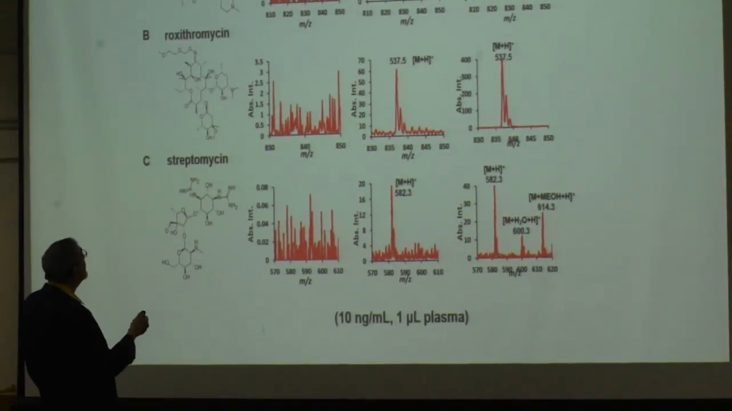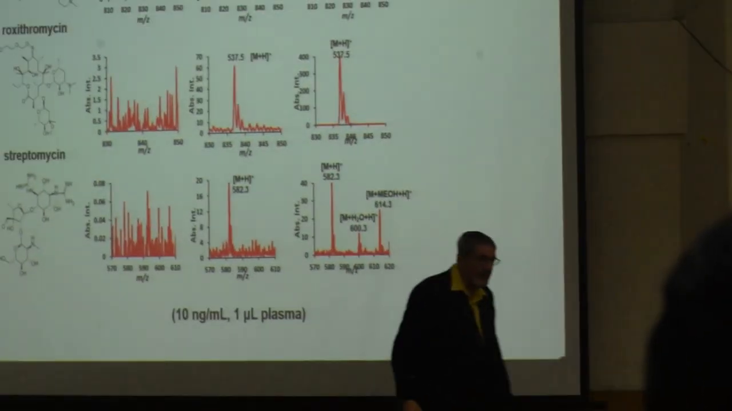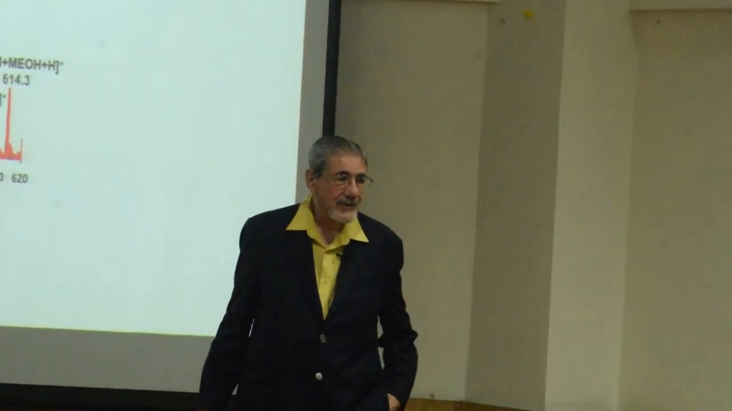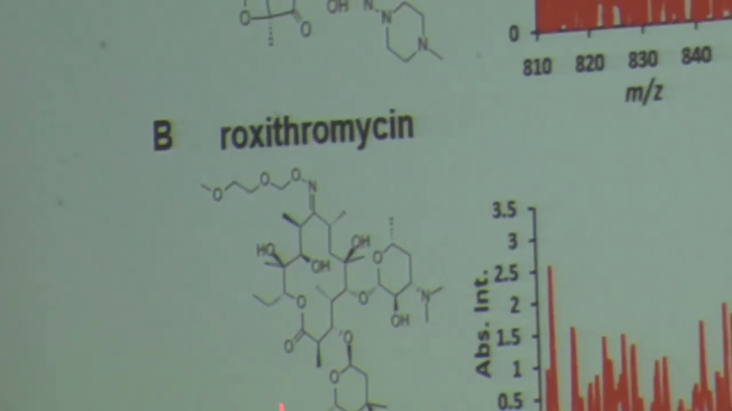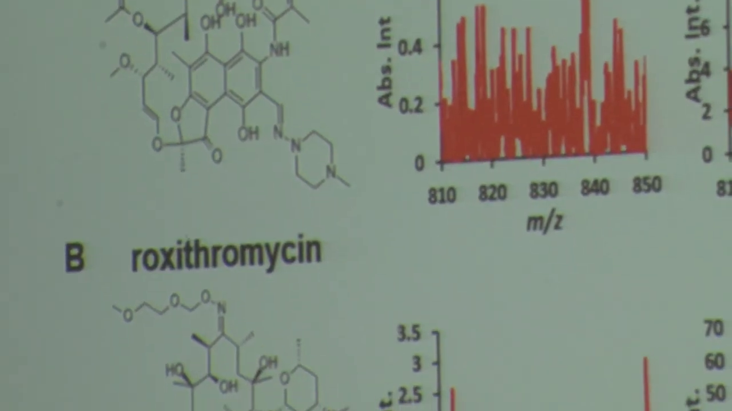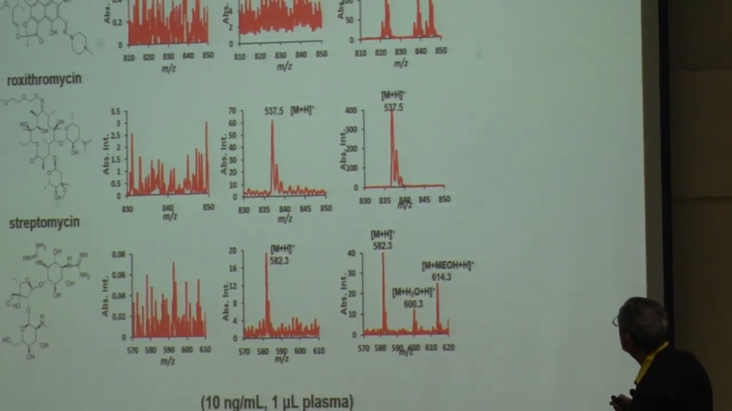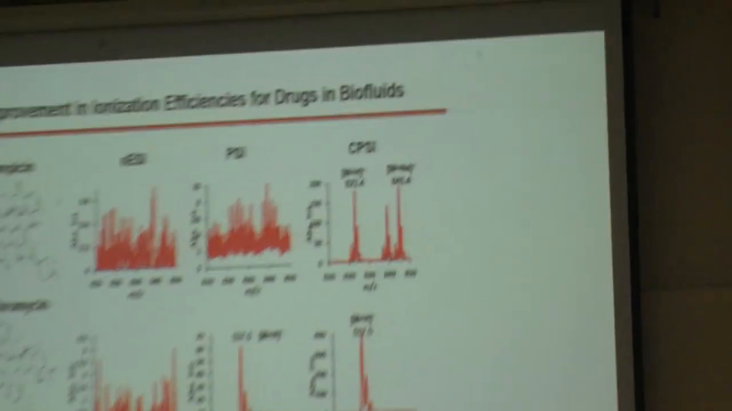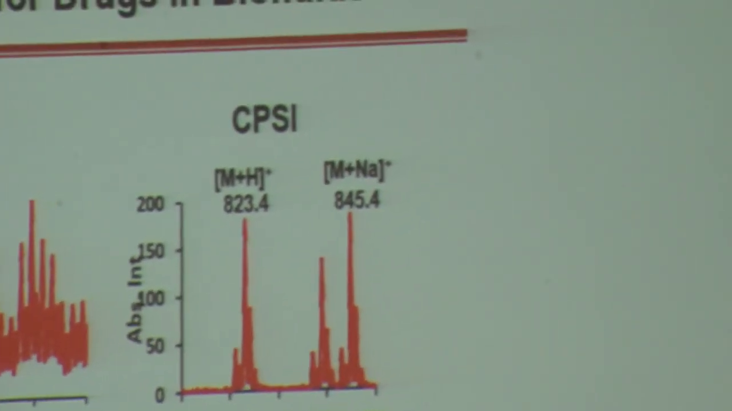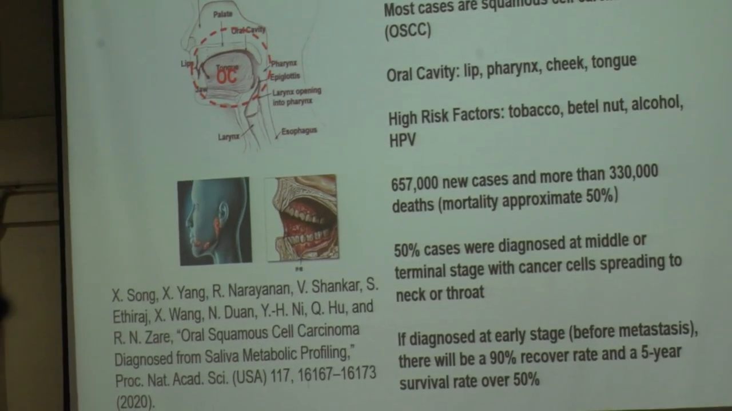This is the improvement in ionization efficiencies for drugs in biofluids. We're interested in this because we're really going to try to make practical applications of this. Okay, and these are various interesting compounds. Some of you probably have heard of streptomycin. Probably the others you haven't heard of, but they're there and their structures. And look again what we're able to do. When we switch to our CPSI, we really win. Okay? And that's correct. Now, let's actually apply it to something.